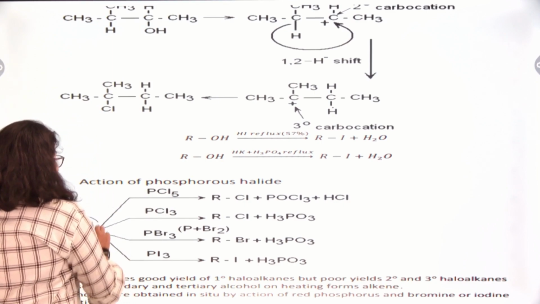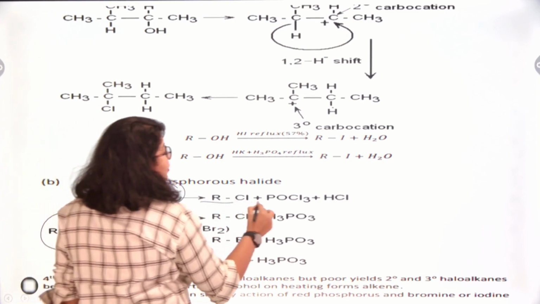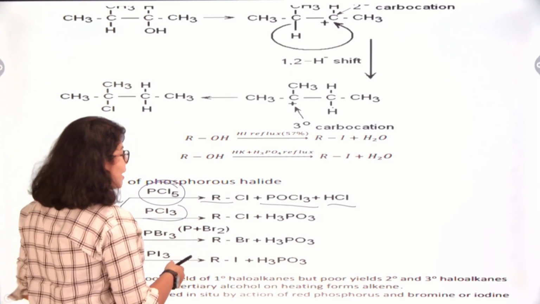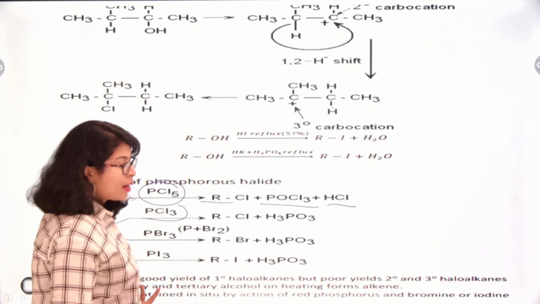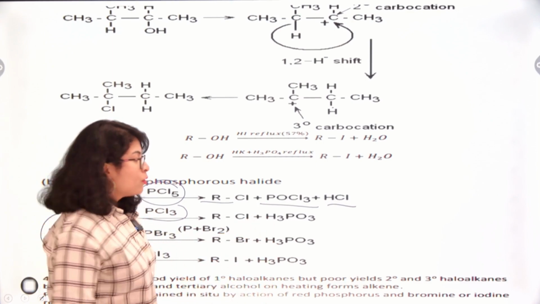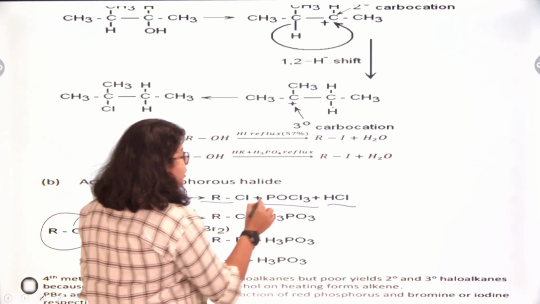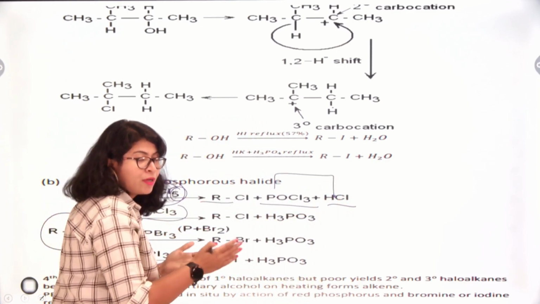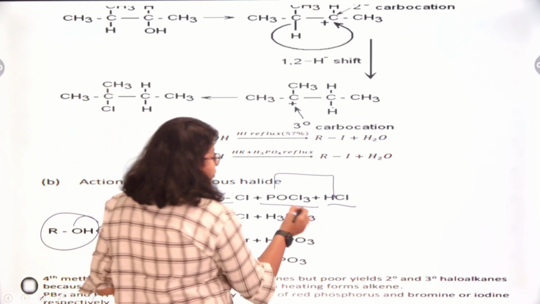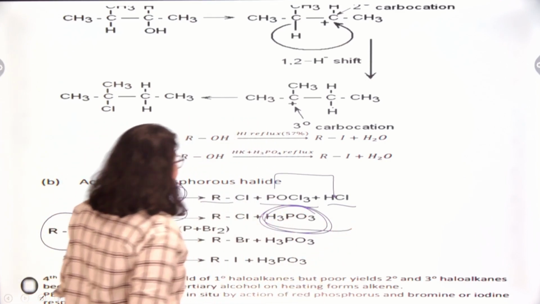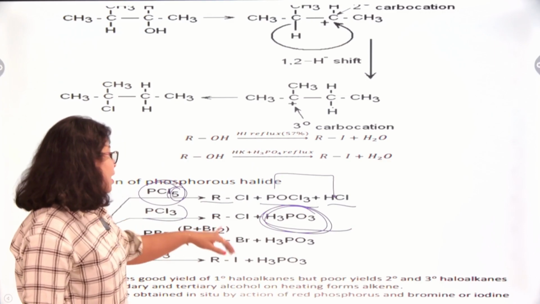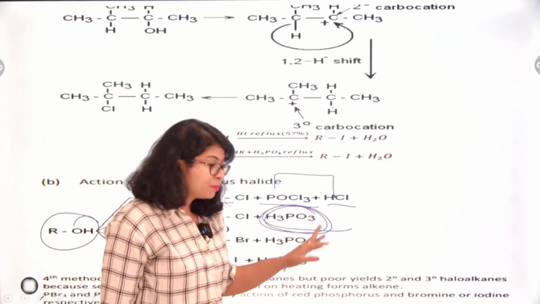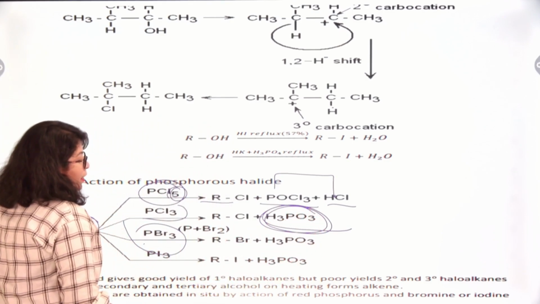If you are reacting alcohol with PCl5, you get RCl plus POCl3 plus HCl. If you are reacting with PCl3, as you are decreasing the number of halogen atoms, the product also changes. If you have five chlorine atoms, you get POCl3 and HCl. But if you have three halogen atoms, then you get the formation of H3PO3. So if I'm using PCl3, I'll get RCl plus H3PO3. If I'm using PBr3, then I'll get RBr plus H3PO3. And if I'm reacting with PI3, I'll get RI and H3PO3.